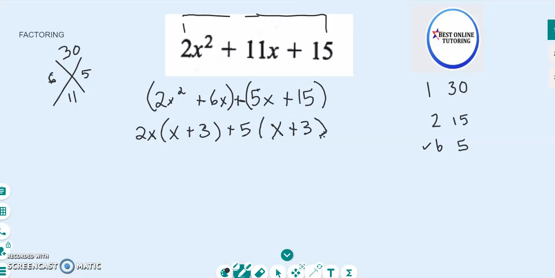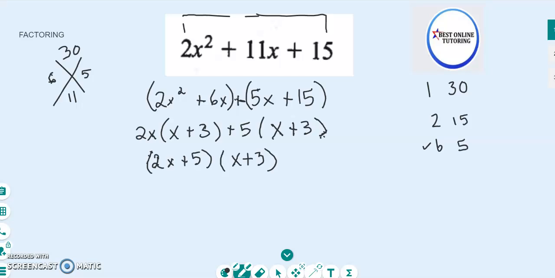And now we are going to separate these and write them as two factors. So it would be 2x plus 5 times x plus 3. Okay, so that's the long way.